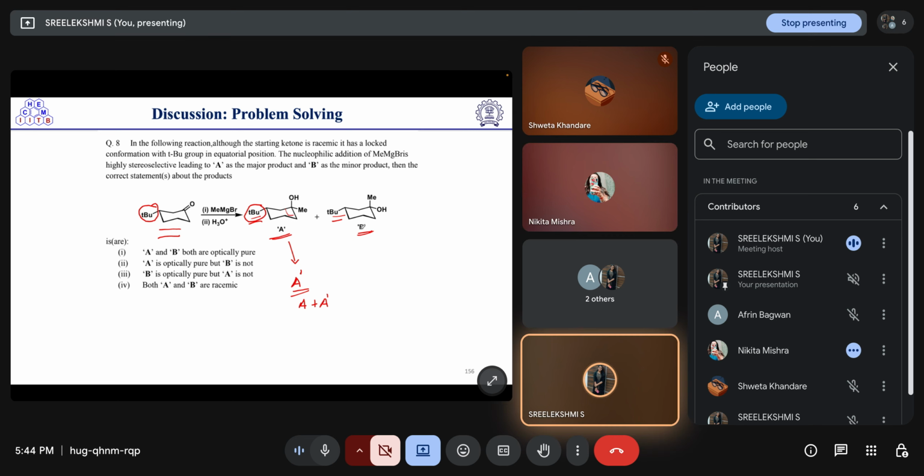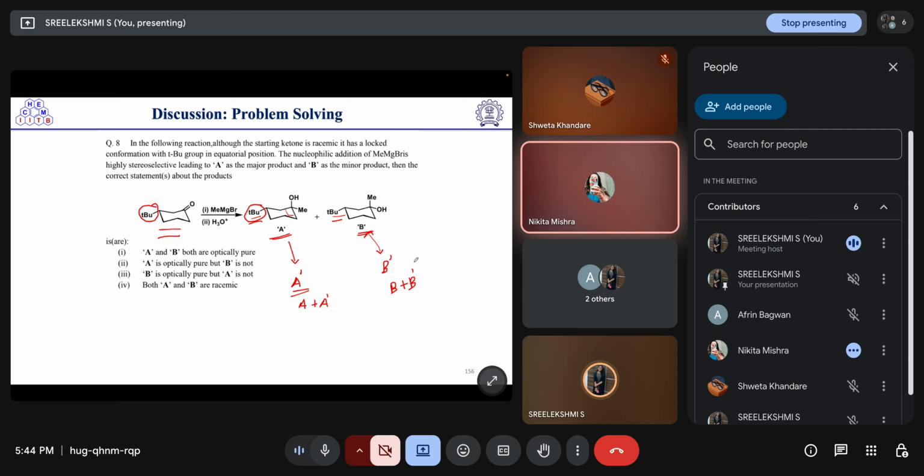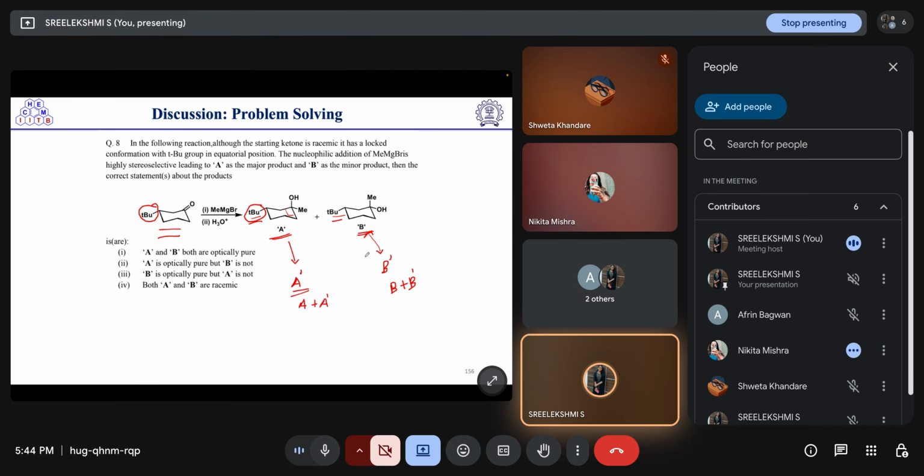And same with B also. If its enantiomer is B prime, which means in B prime, tertiary butyl is axial, methyl is equatorial, OH is axial. That is the exact mirror image of this B. And if B and B prime are present in equal ratio, we will call it a racemic mixture of B. Now, optical purity means it is only having A. There is no A prime. And this also, it is only having this B. There is no B prime.